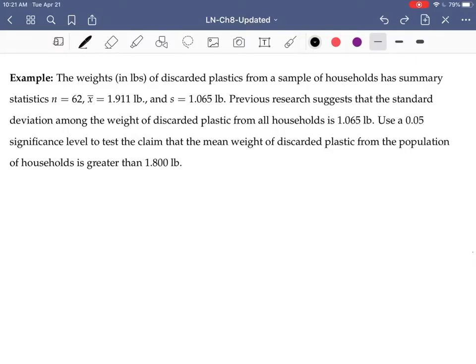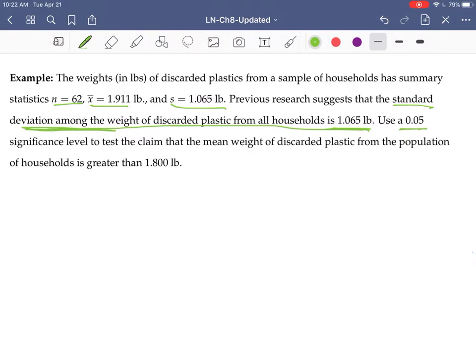In this video, we're going to take a look at another example where we test a claim about a mean. So here, let's go through and read this. The weights of discarded plastics from a sample of households has summary statistics n equals 62, x bar is this, and s is this. Now at this point in time, you might say, I think we already watched a video about this. Here's a new sentence that's going to make this problem subtly different. Previous research suggests that the standard deviation among the weight of discarded plastics from all households is also 1.065.